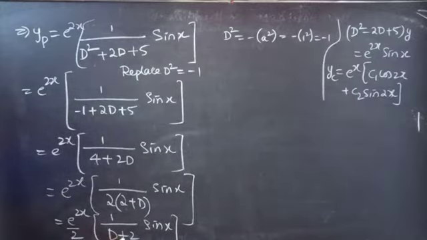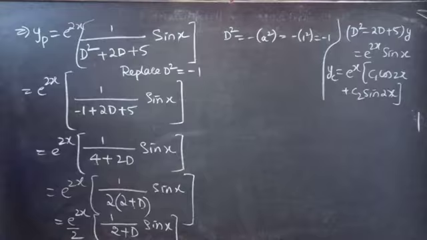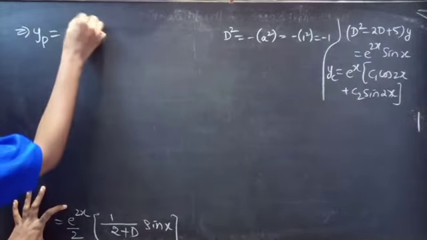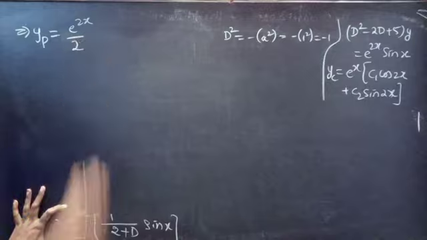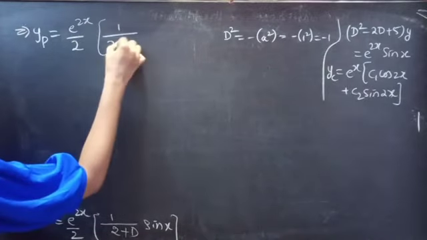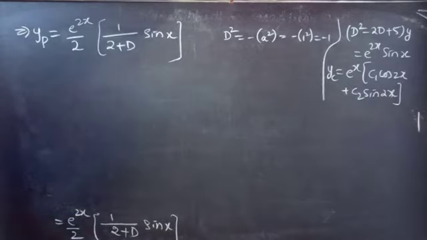Either you can write d plus 2 or you can just write 2 plus d. Better I write the same thing, 2 plus d. Now we have yp equals e power 2x by 2 into 1 by 2 plus d into sin x, right?